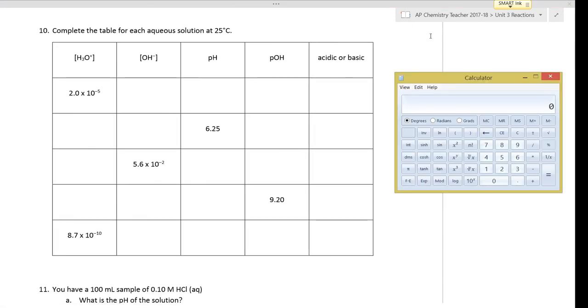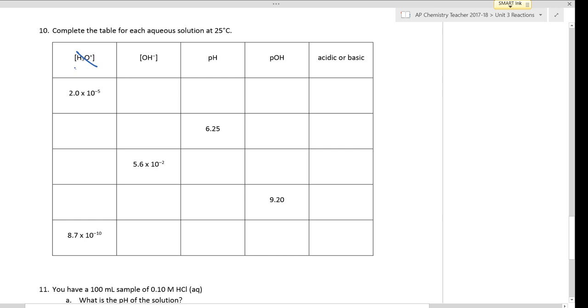It's a lot of just plugging stuff into a calculator. So right here, the first thing you want to recognize is that the H plus concentration is the same thing as an H plus concentration. And whenever you see something in brackets, that means you're describing the concentration in molarity. So this means that my H plus concentration is 2 times 10 to the negative fifth molar.